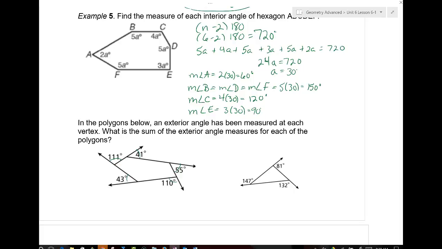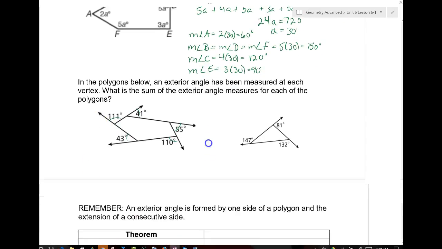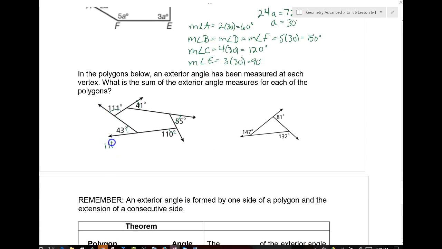Those of you who have your calculators out, do me a quick favor and add all the exterior angles up on the first one for me. So that would be 111 plus 43 plus 110 plus 55 plus 41 equals 360. Do it on the triangle now. So that was for a pentagon. I'm extending it this time: 147 plus 81 plus 132. Think there's going to be a pattern?